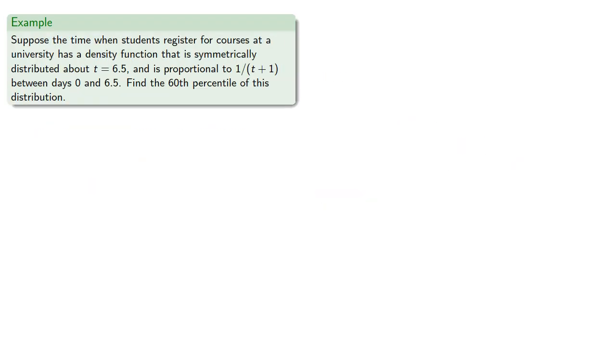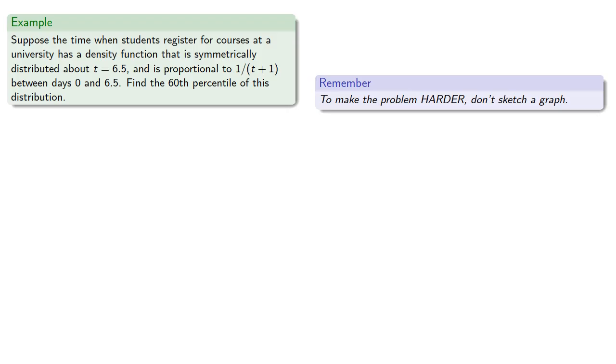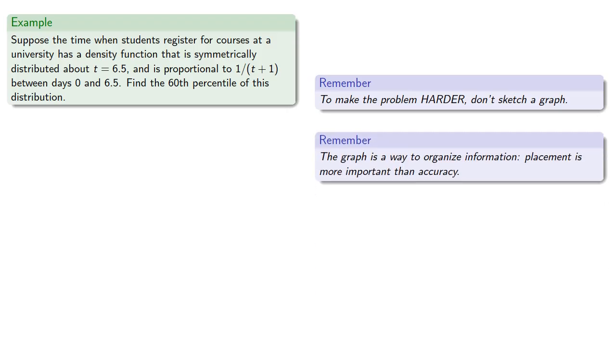Or suppose the time when students register for courses at a university has a density function that's symmetrically distributed about t equals 6.5 and is proportional to the reciprocal of t plus 1 between days 0 and 6.5. Let's find the 60th percentile of this distribution. So remember, to make the problem harder, don't sketch a graph. At the same time, graphing does take a bit of work, so remember the graph is a way to organize information. Placement is more important than accuracy.